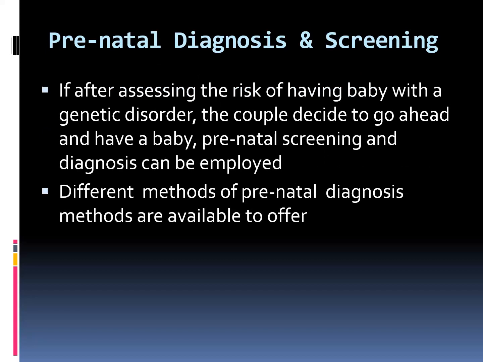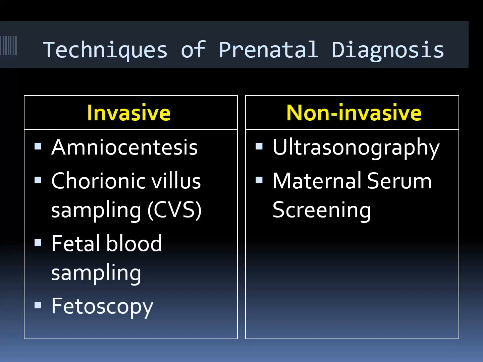Then we go to the other part of our presentation, which is about prenatal diagnosis and screening. If after assessing the risk of having a baby with a genetic disorder, the couple decides to go ahead and have a baby, do we have a prenatal screening or prenatal diagnosis? Or do we have a neonatal diagnosis for such a case? All these are important points we have to cover. For prenatal diagnosis, we have two types, either invasive methods or non-invasive methods. These are the most common. We have others, and we'll just give highlights about them.